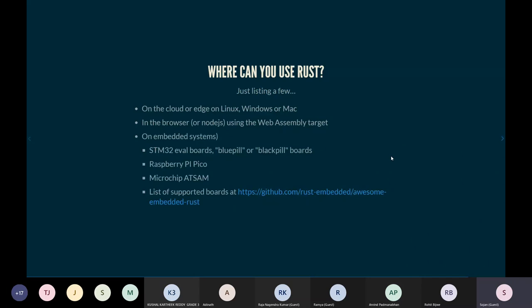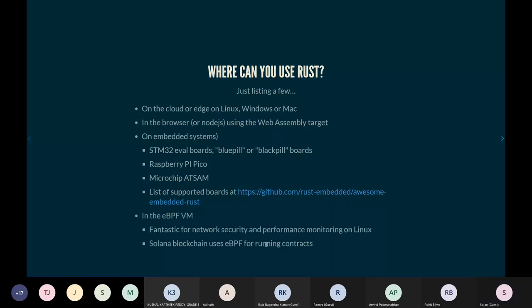Like I mentioned earlier, I am using Rust on STM32 for a product. You can run it on Raspberry Pi Pico, the new board which has come out, RP2040. It's really cheap. Just buy a few of them before they go out of stock, like 300 rupees or something. And there's a whole bunch of other supported boards. You can follow this link here and you will see the supported boards where you can write Rust on embedded systems.